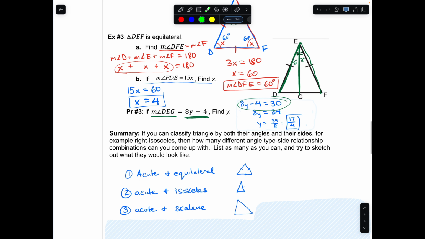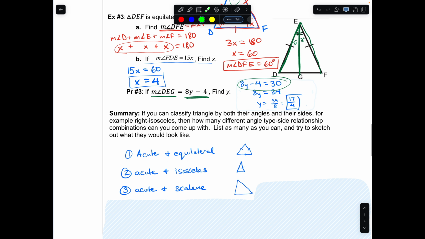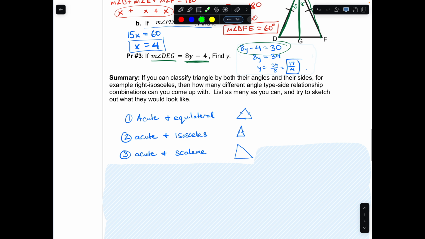And that is the end of 9.5. I have a summary here. You can classify a triangle by both its angles and its sides, for example, a triangle could be right and isosceles. How many different angle type side relationship combinations can you come up with? I started the list here, so you could have an acute equilateral triangle, an acute isosceles triangle, or an acute scalene triangle. And I drew a picture, just a sketch is fine.